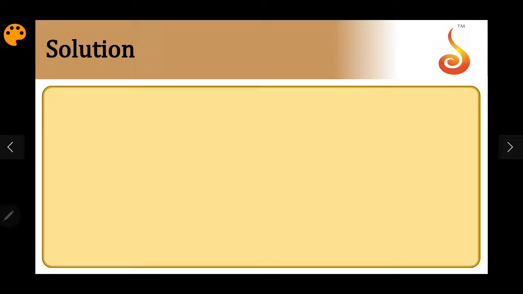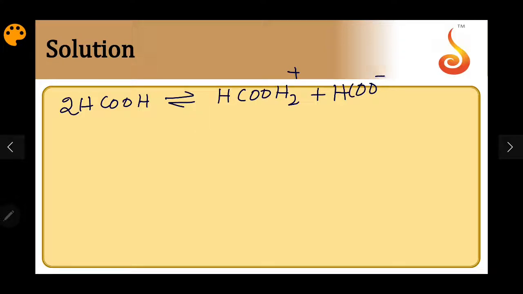So we have the equation: 2HCOOH decomposes to give HCOOH2 plus and HCOO minus, the autoionization of formic acid. So in pure formic acid, these two will be equal. So HCOOH2 plus is equal to HCOO minus.